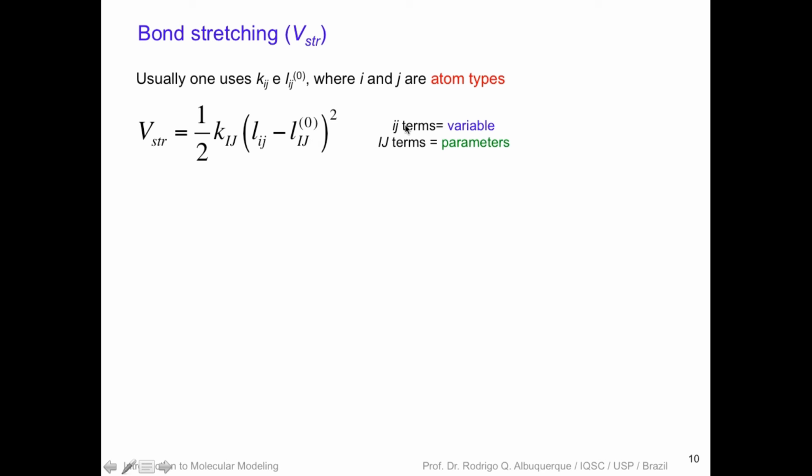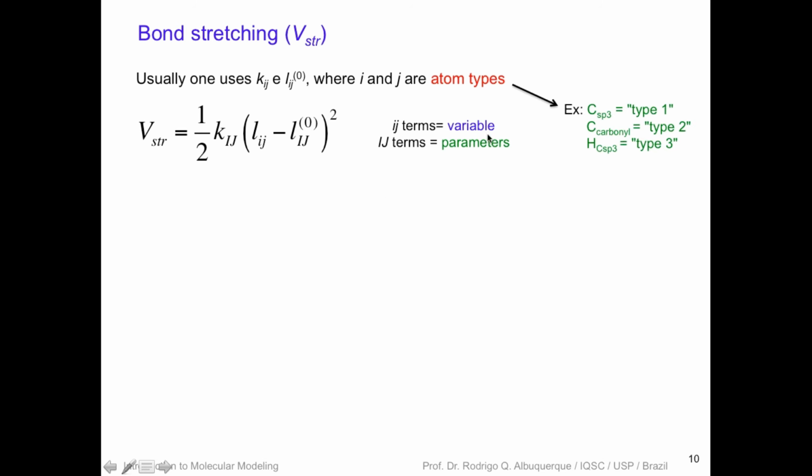And the small ij terms symbolize a variable. So there are many different bonds. And for given two atom types, for instance, sp3 carbon or oxygen of a carbonyl group, you may have a different set of parameters, K and L0. The capital IJ terms are parameters.